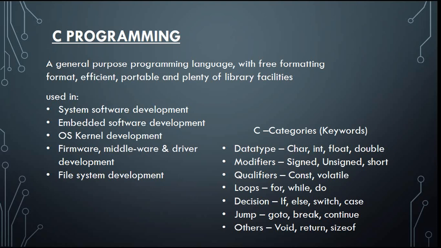So there were some categories or keywords that were taught under C programming. For example, under the data types, we had the character, char, integer, int, float, and the double. We had some modifiers such as signed and unsigned, short, long. We had some qualifiers such as the constant, volatile. We had loops: for, while, and do loops. We had decisions: if, else, switch case.